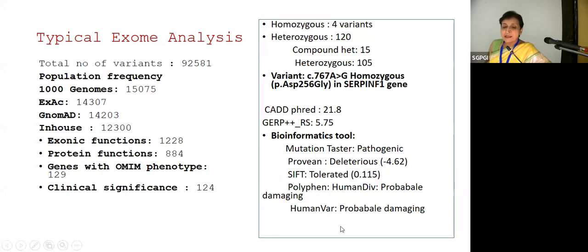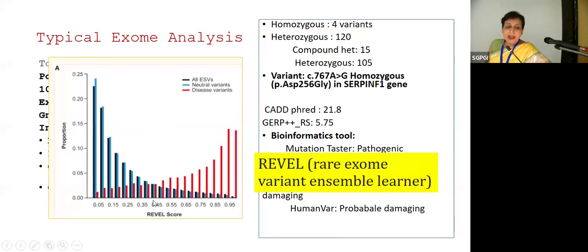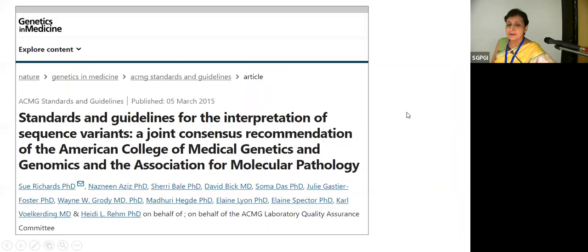All of these are now combined together in a tool called REVEL. So the REVEL score is very important, and you will see the red ones are disease-causing variations, and most of them would have a very high REVEL score. But of course there will be some with a low score. So just to tell you that not every scoring system is foolproof. They will have some limitations.